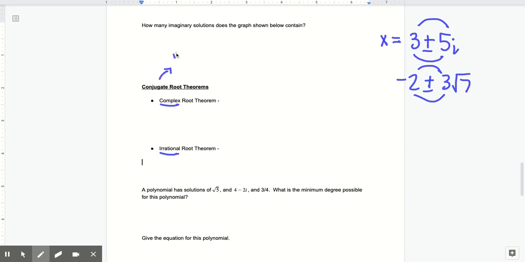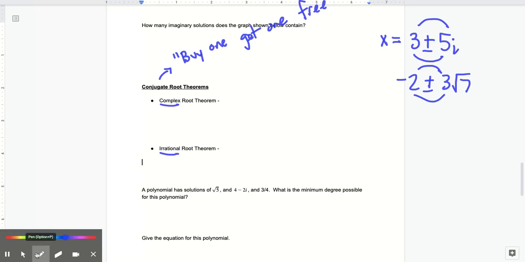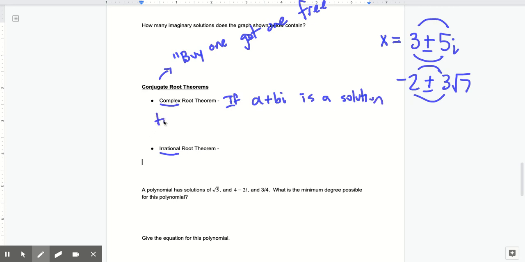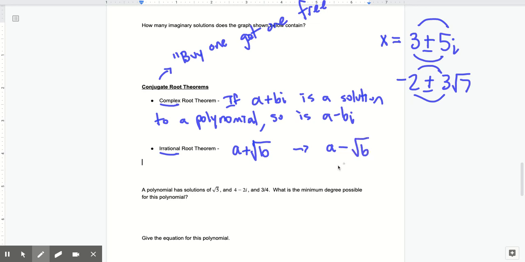I look at the conjugate root theorems as buy one, get one free. Or BOGO, so it's like a little BOGO sale going on for our complex and irrational roots. So what the theorems actually say is that if a plus bi is a solution to a polynomial, so is a minus bi. And then the irrational root theorem says the same thing, but a plus square root of b means a minus square root of b is a solution as well. So if you know one of these is a solution, the other is going to be as well, because they come in pairs. This rule does not apply to normal, rational, clean solutions.